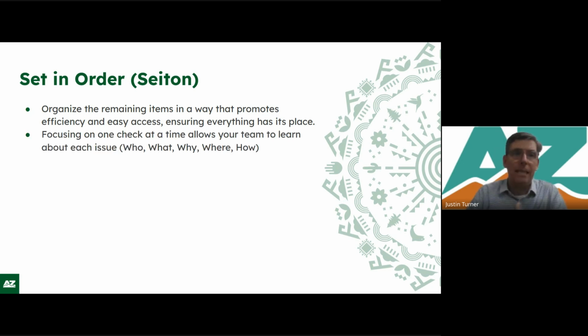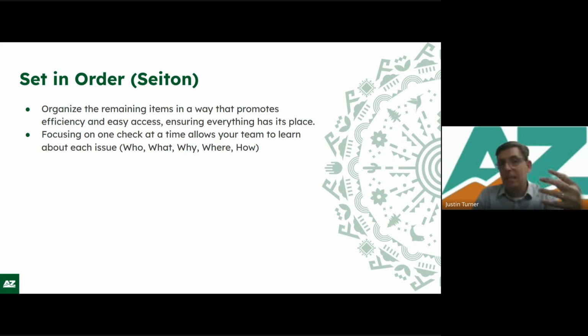From the accessibility lens of all of this, that means focusing on one check at a time when you're using the Optimize tool. Have your entire team working on that same check. That way you can learn from each other. By doing it one check at a time, you can learn who's affected by that check, what that check is about, why it's important, where you can find the problems on your site, and how to fix those problems. It allows you to organize your approach to solving problems, keeping your entire team on the same page at the same time and gradually learning more about accessibility.